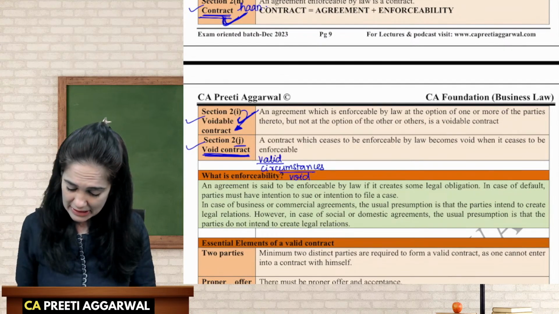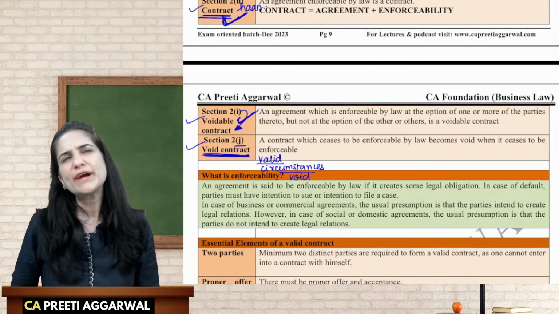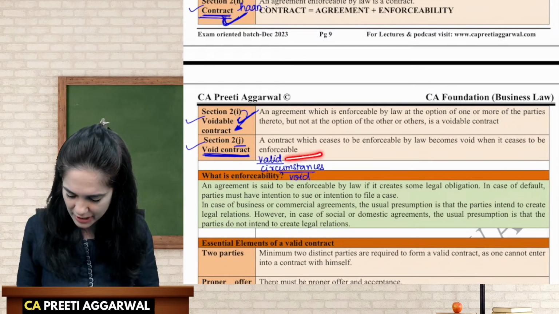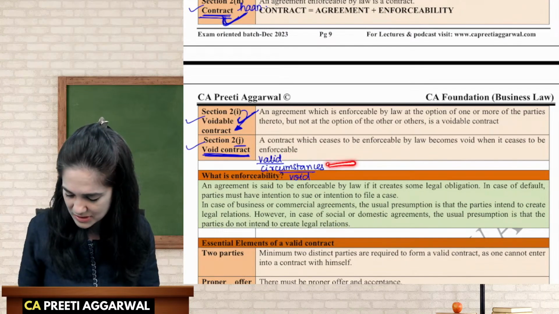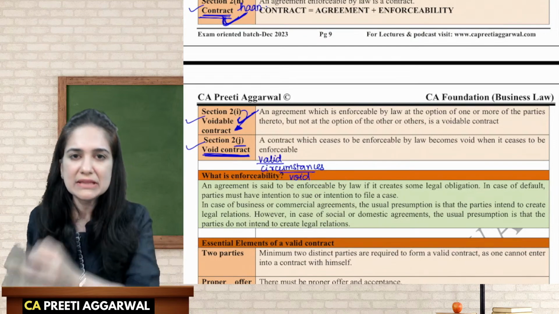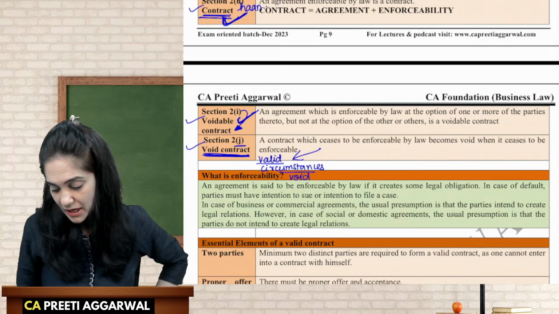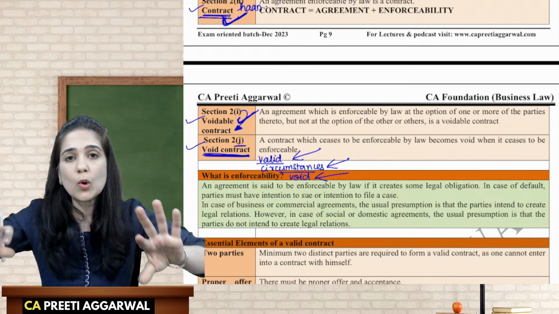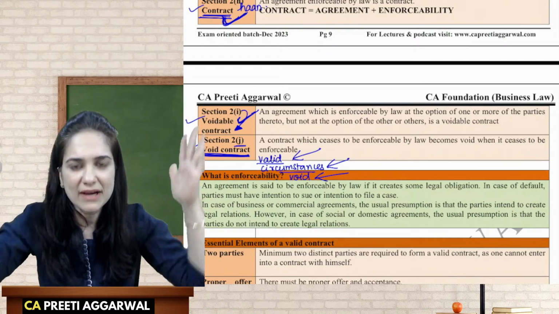All right. Then lastly we have a void contract. Void contract matlab kya? A void contract means the contract was valid when it was entered, but later on due to certain circumstances this became void. So if I want to tell this in Hindi, what will I say? A contract when entered was valid, later on due to certain circumstances ये void हो जाएगा.